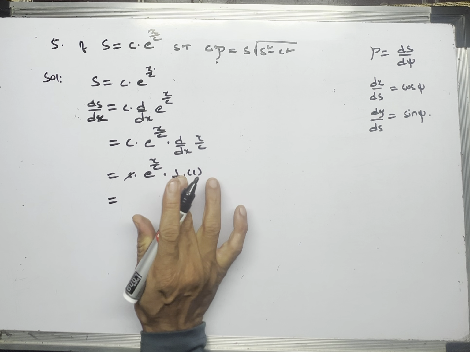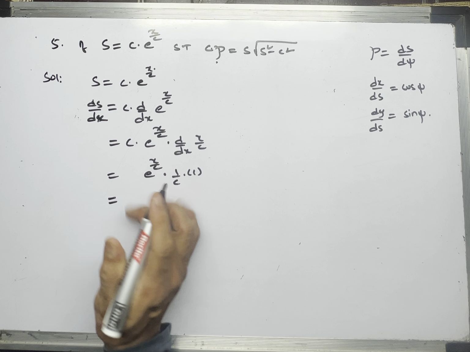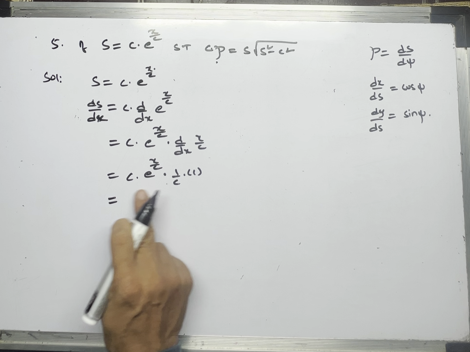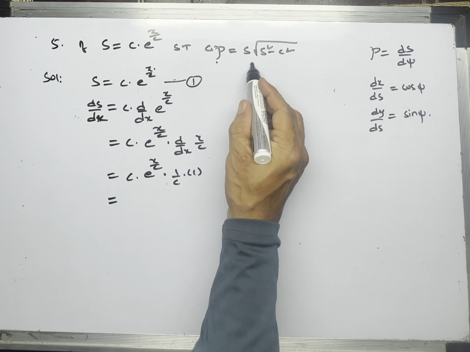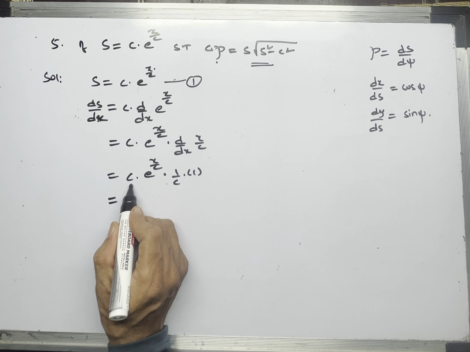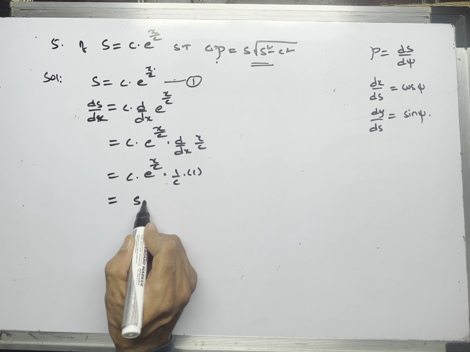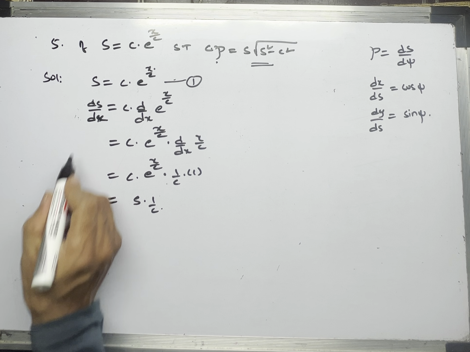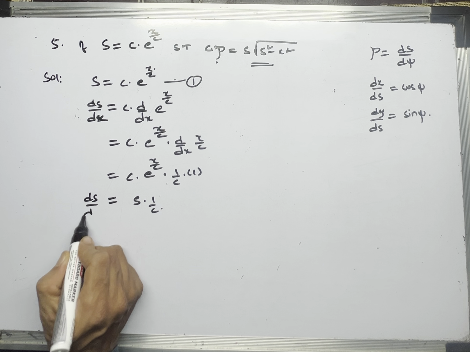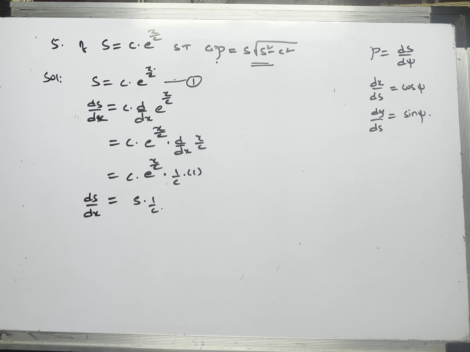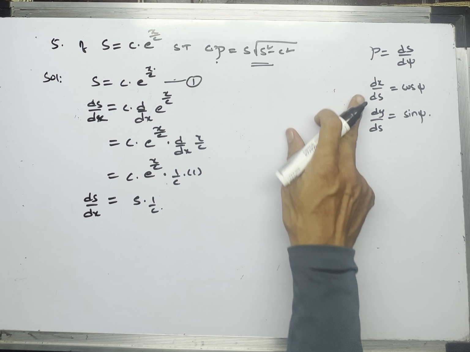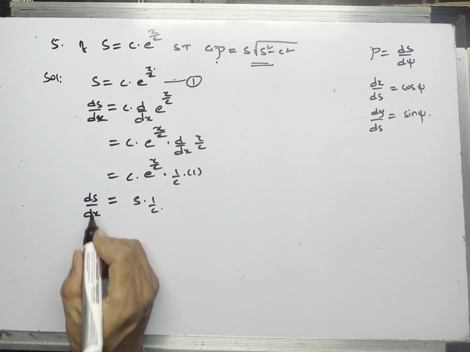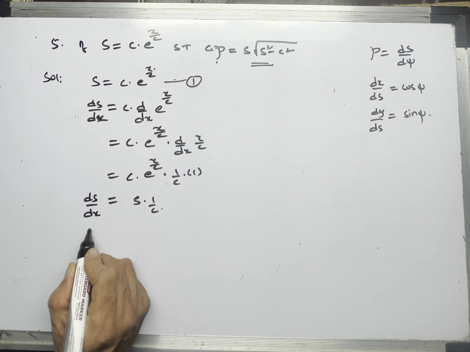or you can do one thing without cancelling. Can we replace this with the question? This is 1. We'll replace this because the answer contains s values in it. So c into e power x by c is s into 1 by c, which is ds by dx. By seeing ds by dx, you have to immediately go through with this formula. Dx by ds is cos psi. So this is the reverse, the reciprocal of cos psi.